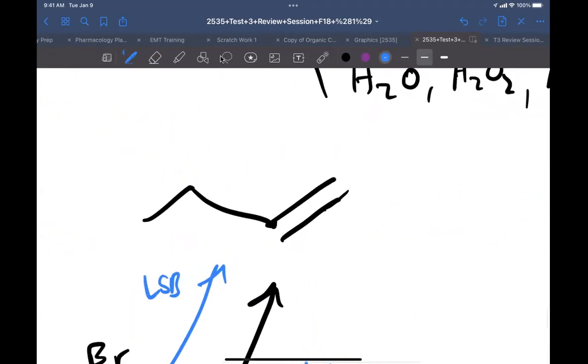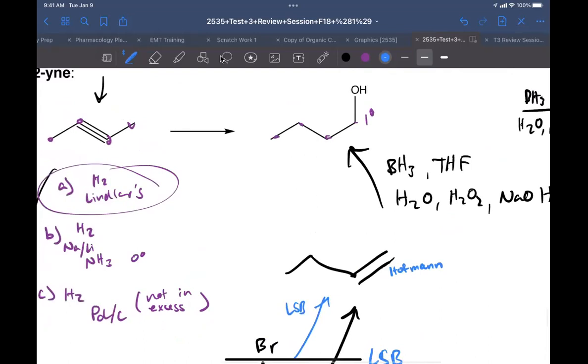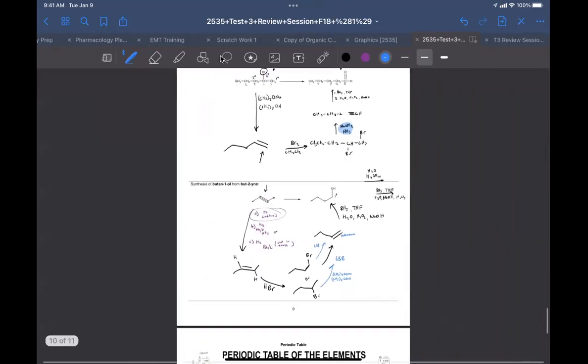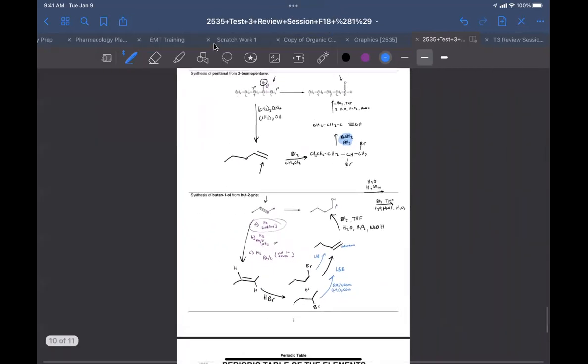Then we can create a Hoffman product of an alkane or alkene. And with that Hoffman product, we can just brominate it, not brominate. I keep saying brominate, borate it, make a terminal alcohol. Synthesis problems are kind of tough. That's all I have for it.